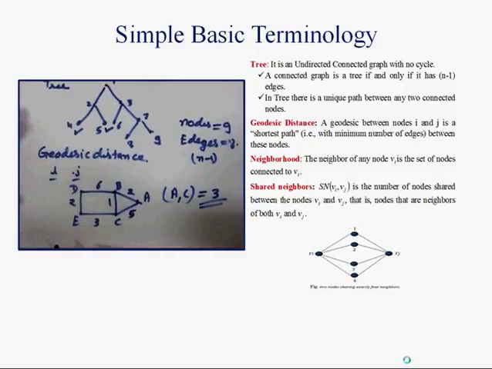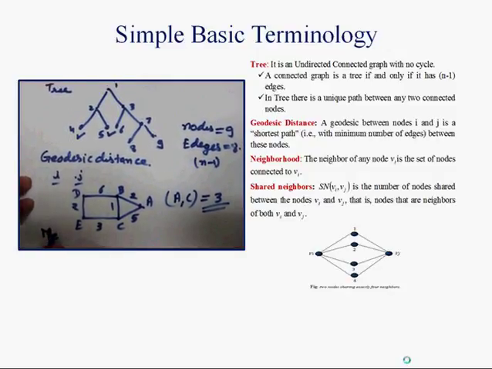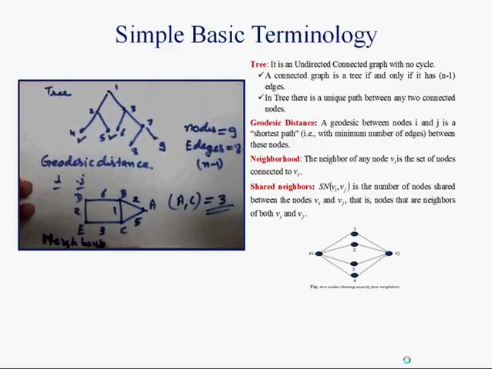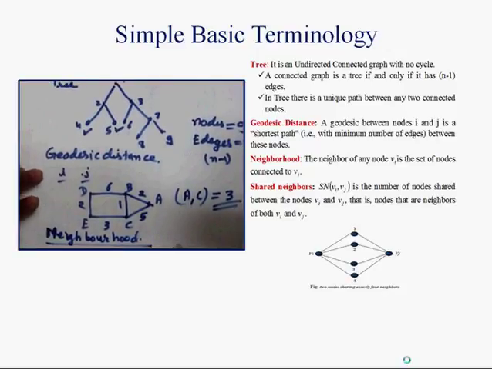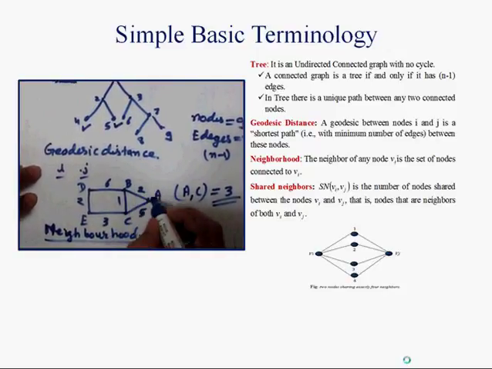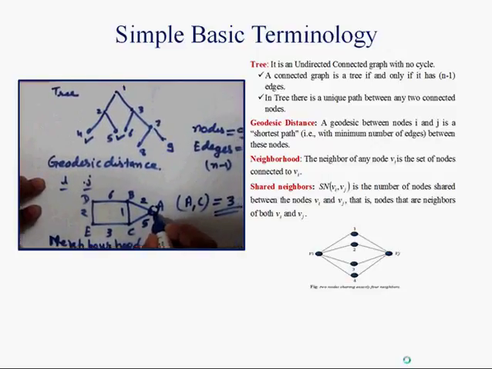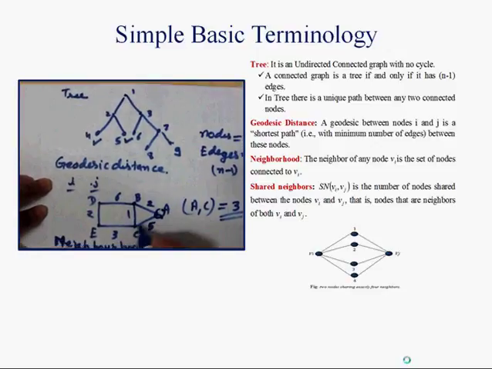Neighborhood. The neighborhood of any node is the set of nodes connected to that node. For example, for node A, nodes B and C are the neighbor nodes.